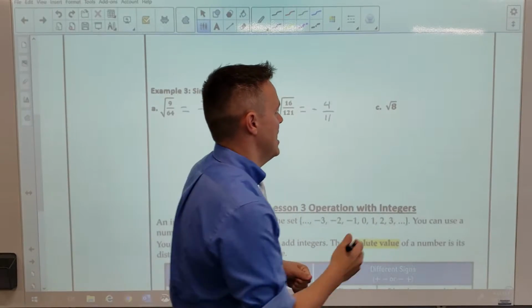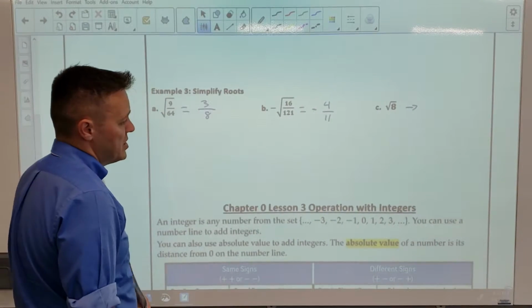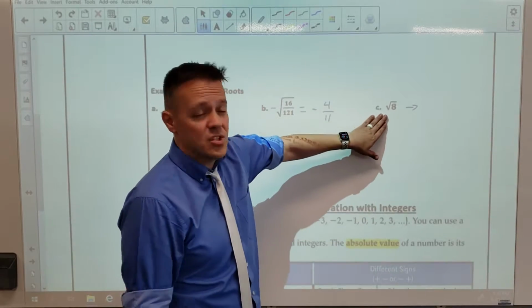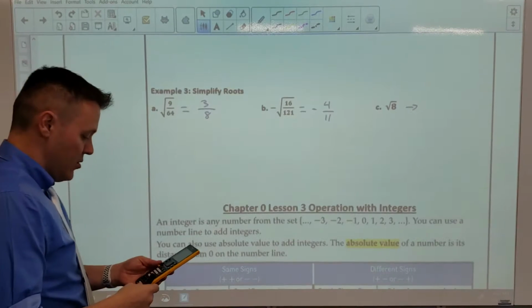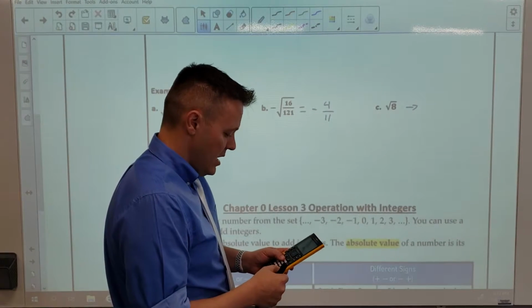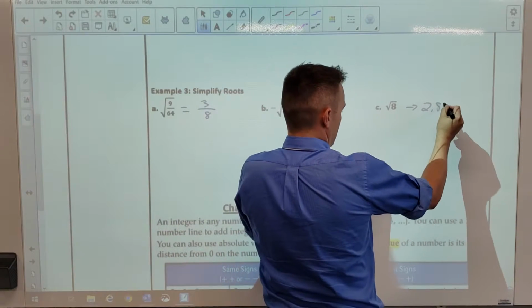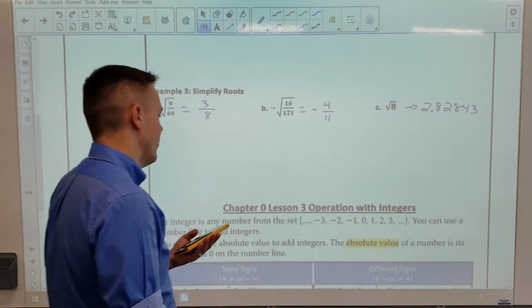And then last but certainly not least, the square root of 8, okay? So here's the problem with this simplification here. I don't know if you guys have learned this yet. Can you take the square root of 8? The answer is no, you cannot. So I would want you to put it into a calculator. Square root of 8. And then you would give me the irrational number on this one, which would be 2.82843. Okay, that's what I'm looking for on that.